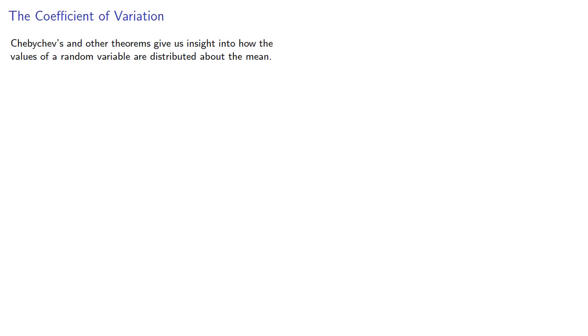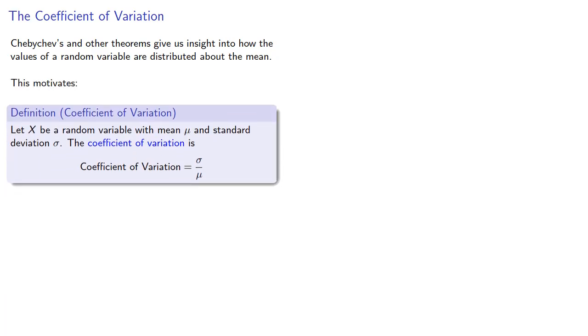Chebyshev's and other theorems give us insight into how the values of a random variable are distributed about the mean. This motivates the coefficient of variation. Let x be a random variable with mean mu and standard deviation sigma. The coefficient of variation is the ratio between sigma and mu.